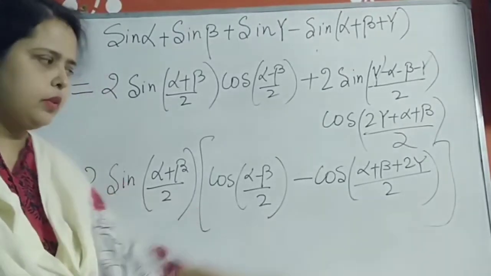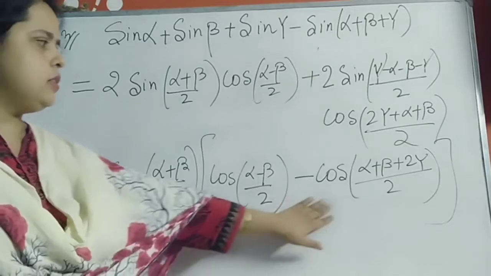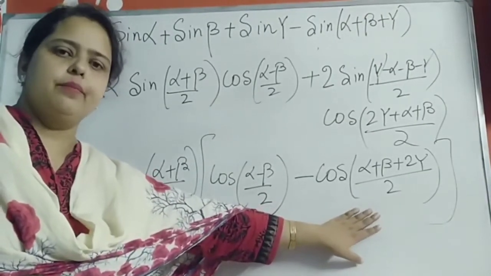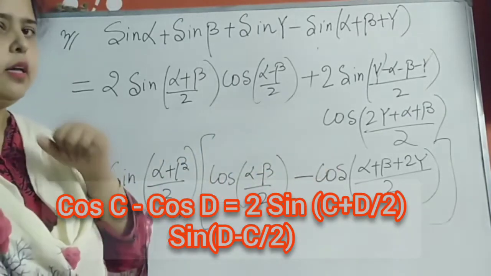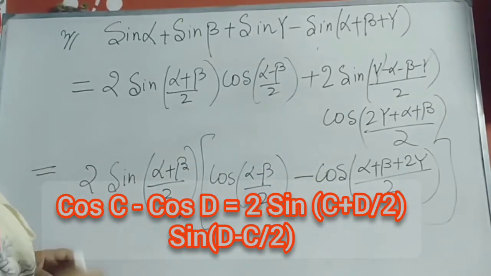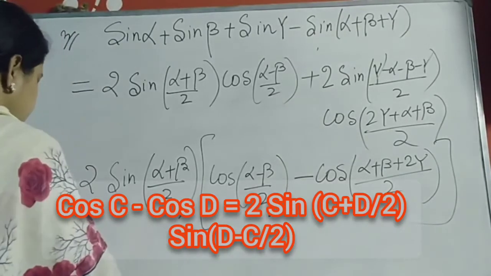in the product form. So cos C minus cos D is coming here. See, cos C minus cos D, let us apply there. So what is cos C minus cos D?